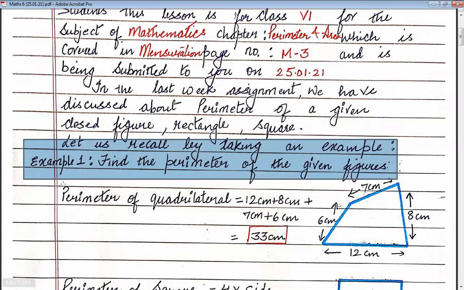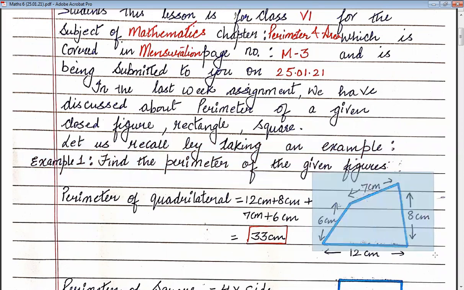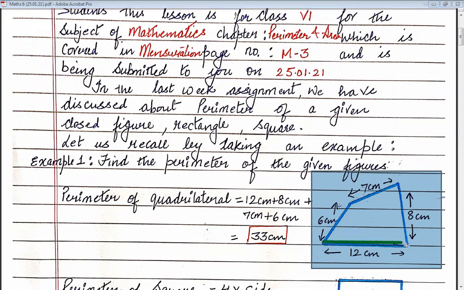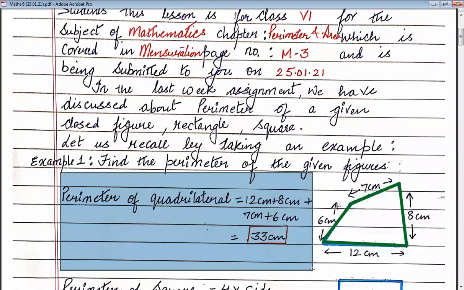So now children, in example 1, let's find the perimeter of the given figure. I hope you know the name of this figure. Can you tell me? Yes, this is a quadrilateral because there are four sides. The sides are 12 centimeter, 8 centimeter, 7 centimeter and 6 centimeter. If you add all these lengths, you will get the perimeter. After adding all the sides, your answer is 33 centimeter.